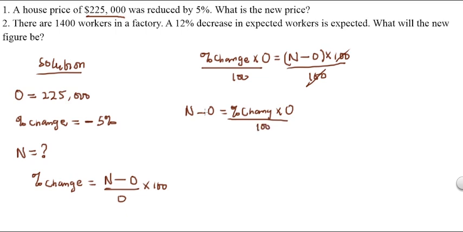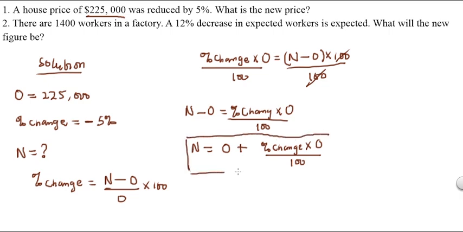And then I can move this minus old value to the other side so that I get the separate formula of N is equal to old value plus percent change times old value divided by 100. So this is my formula that I can use to calculate my new value. So from the question, I can substitute these values and get my new value.